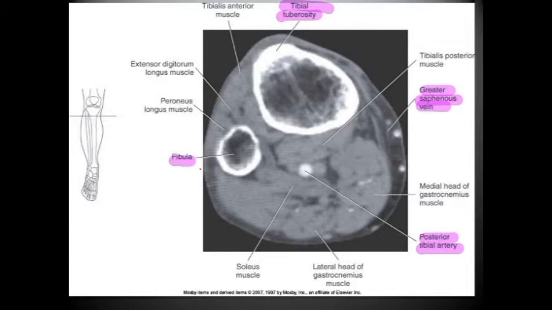Venturing down into the tibia and fibula now, we have the tibial tuberosity. Notice how it kind of juts out, creating a prominence here. We have the posterior tibial artery, now that we've transformed from the popliteal to the tibial artery. We have also the great saphenous vein, and the fibula.